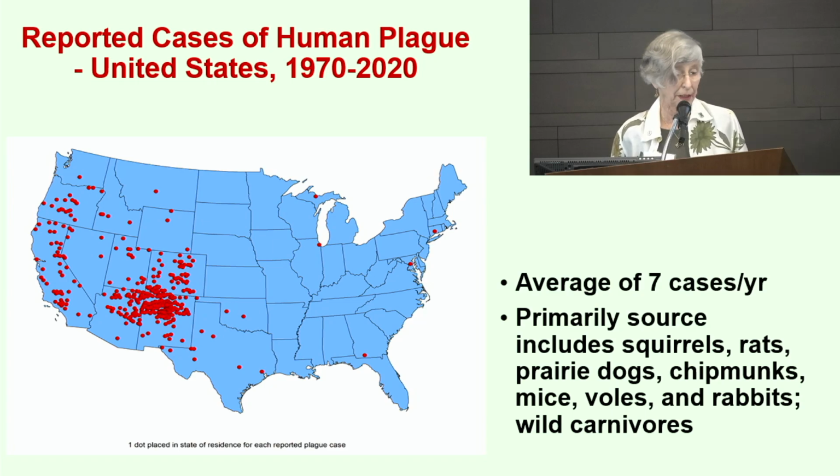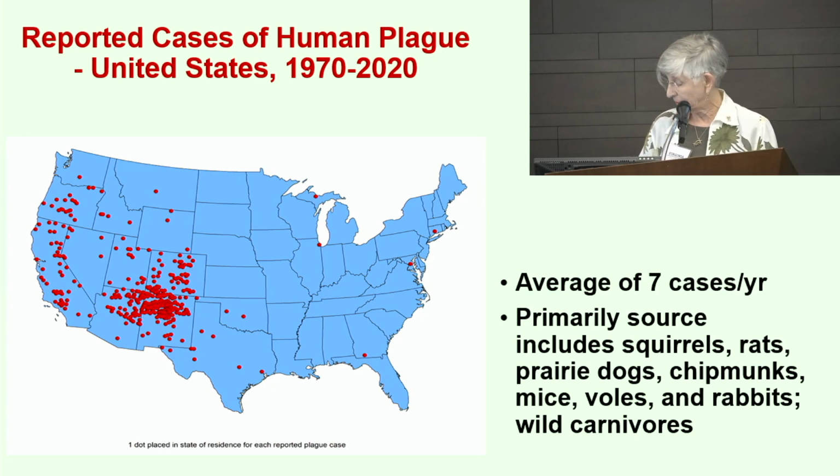My granddaughter, Audrey Virginia, she lives in Denver, and she lives in horror of her dogs chasing prairie dogs. And she's right, because they do have plague.